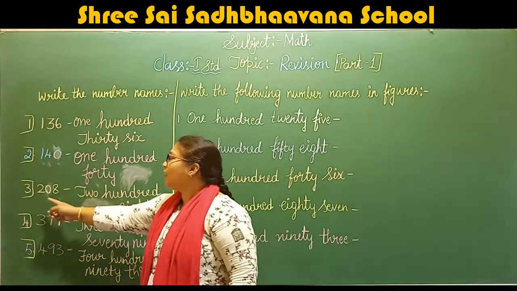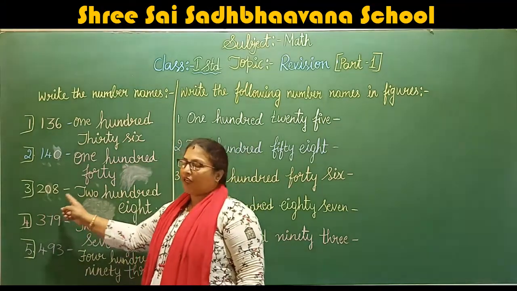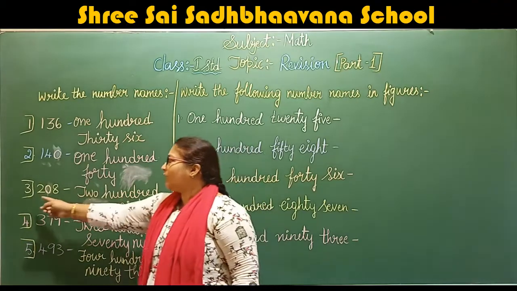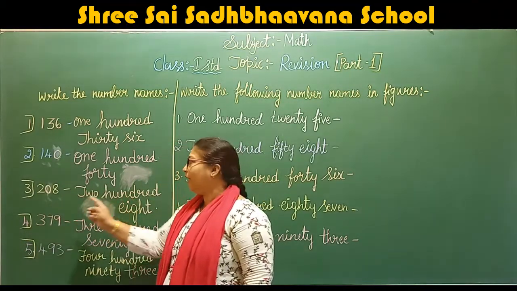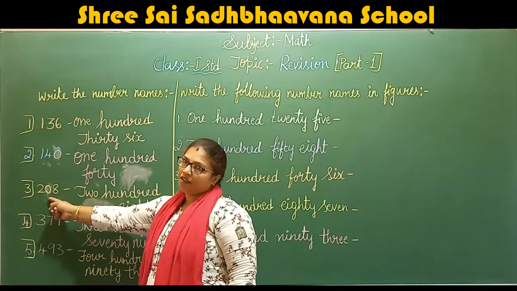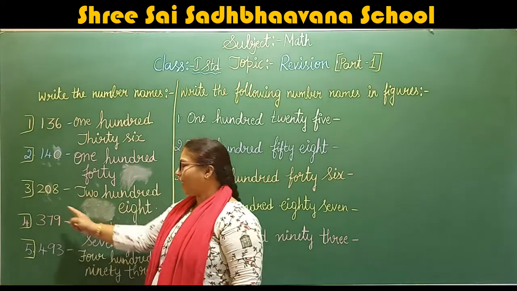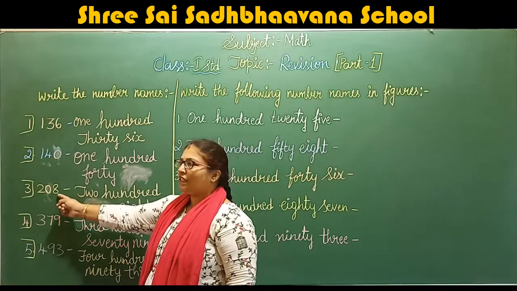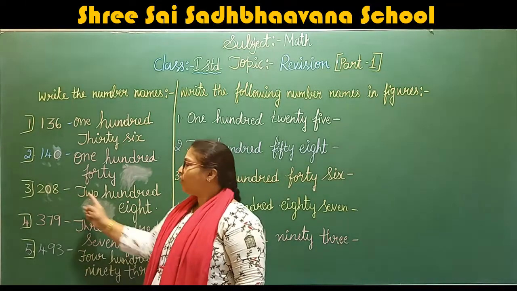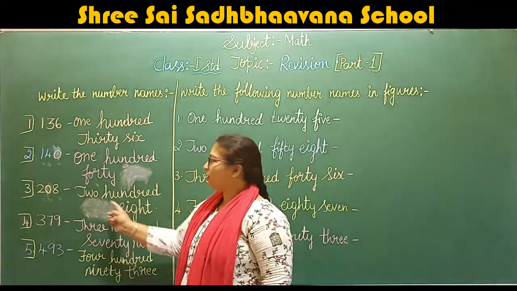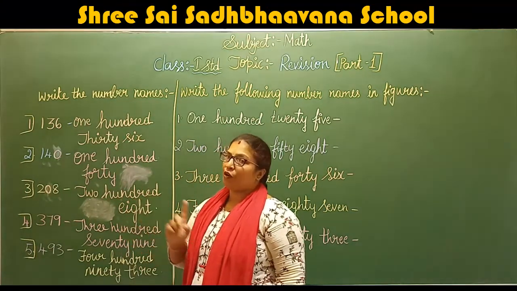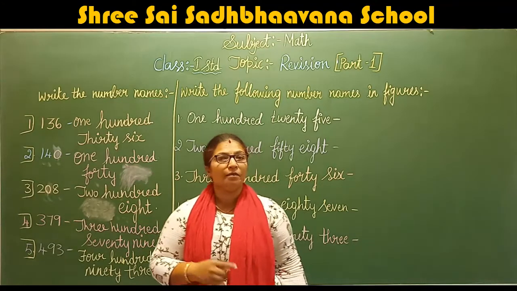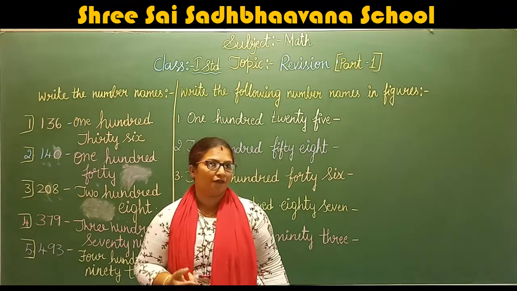140. Here 208 is given. The 2 is in the hundreds place, so we write 200. In the tens place 0 is there, so we should not write anything. In the ones place 8 is given, so what should we write? 8. So 208. Understood? I hope you all understood this. One more time, you should not make a confusion.